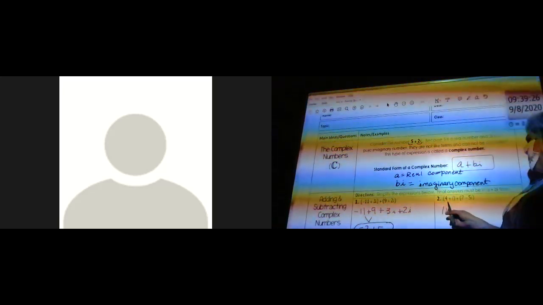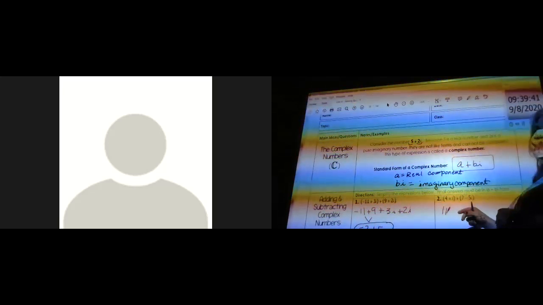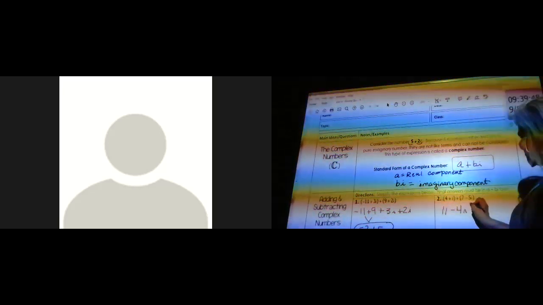So we have 4 plus 7. Yes, 4 plus 7 is 11, and then i minus 5i. Just combining your real terms and your imaginary terms.